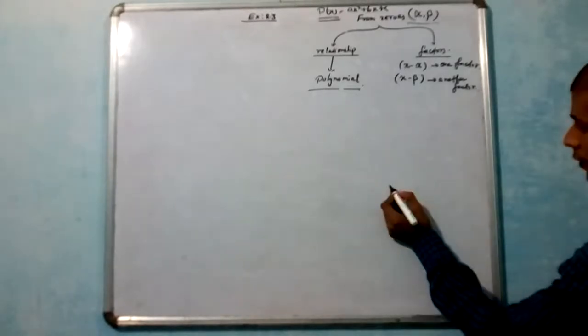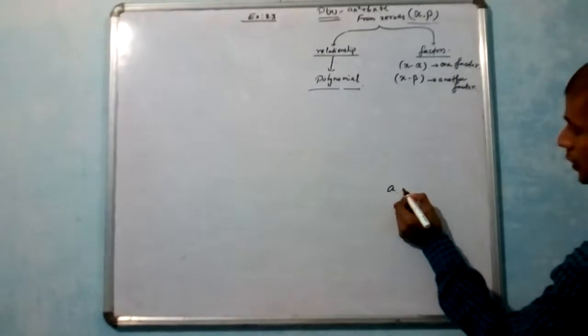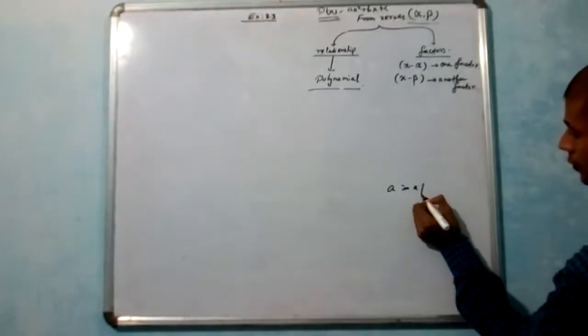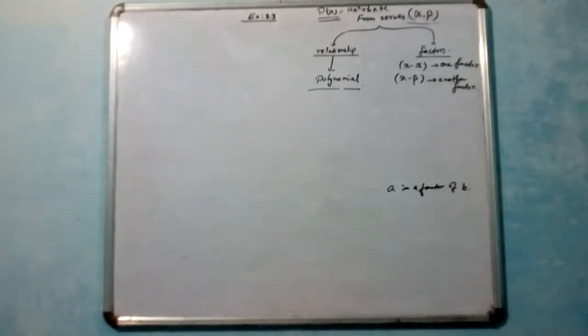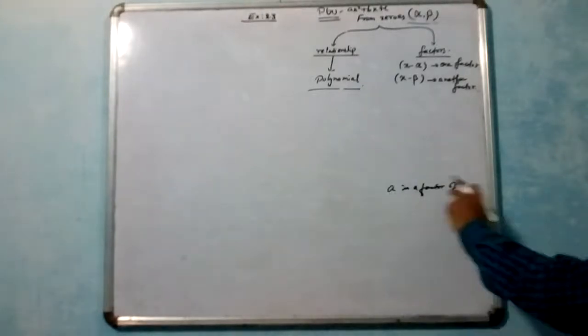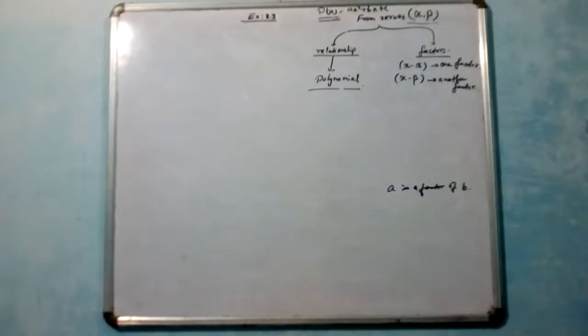What is factor? Suppose a is a factor of b. What does it mean? A is a factor of b. What does it mean? Is it covering the whole board? Yes. A is a factor of b. What does it mean? Simple language, you tell. What does it mean?